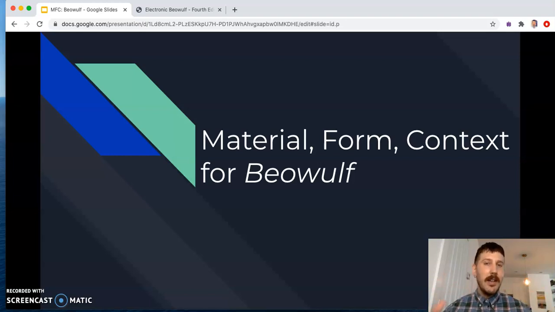So material meaning, what is this physical form that a text appears on and why does that matter? Form refers to genre. What kind of genre is a work of literature taking part in? And then finally, context. What kinds of historical context can we familiarize ourselves with to better understand the text?